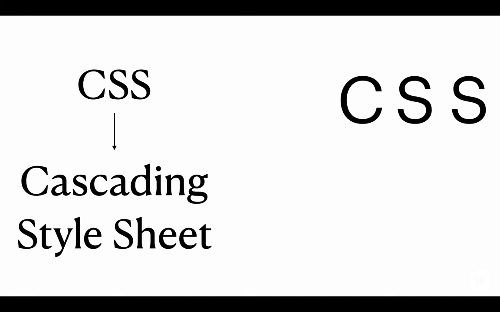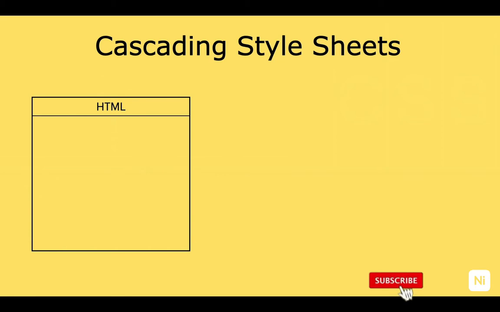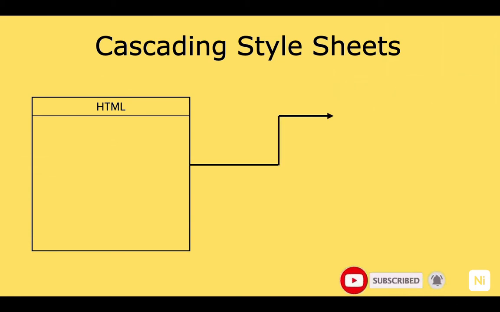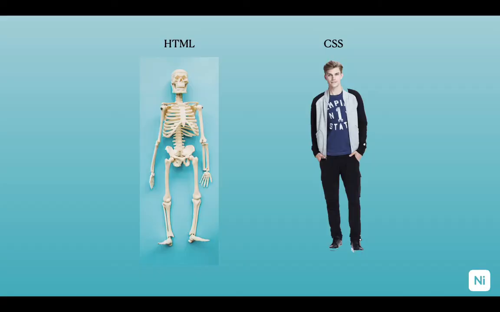CSS stands for Cascading Stylesheet, the stylesheet language that describes the presentation of a web page, whereas HTML forms the structure of a web page. CSS is what developers use to style HTML with colors, backgrounds, font size, layout, and much more. CSS is one of the core technologies for designing and building websites and applications.